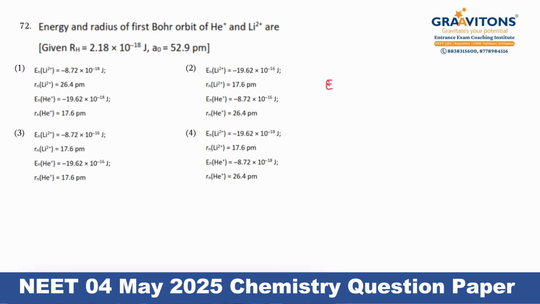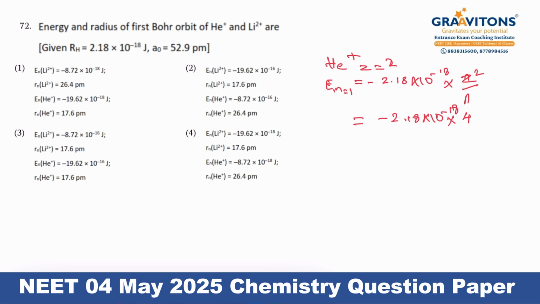We know that here n is equal to 1, first orbit they are asking. So I can write minus 2.18 into 10 to the power minus 18 into Z square by n square. For helium, its atomic number Z is equal to 2, so Z square becomes 4. So minus 2.18 into 10 to the power minus 18 into 4, and when you multiply this, you will be getting the answer around minus 8.7 into 10 to the power minus 18.